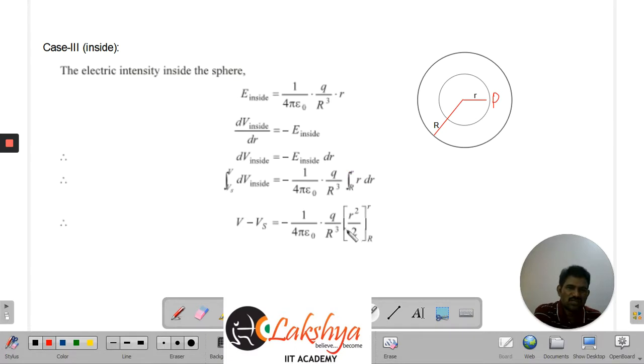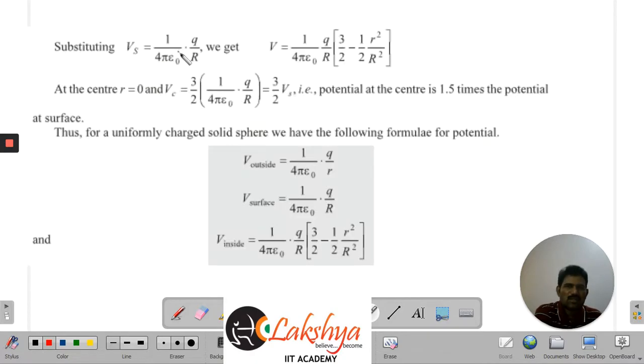So just integrate this, and then you will get 1 by 4 pi epsilon naught q by R cube into r square by 2, and this is from R to r. Just substitute the limits and then substitute this Vs value. Potential on the surface of the sphere is given by 1 by 4 pi epsilon naught q by capital R. So by substituting, you will get this expression here.